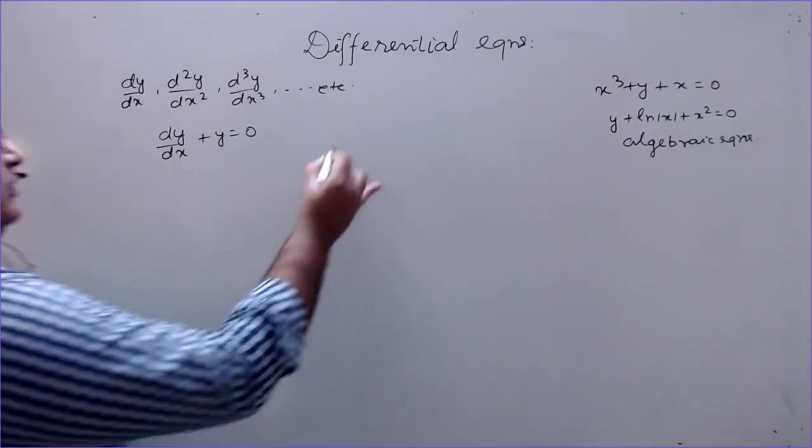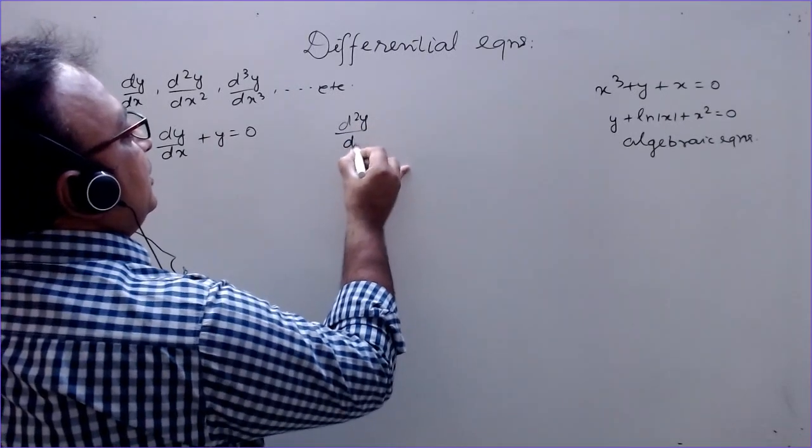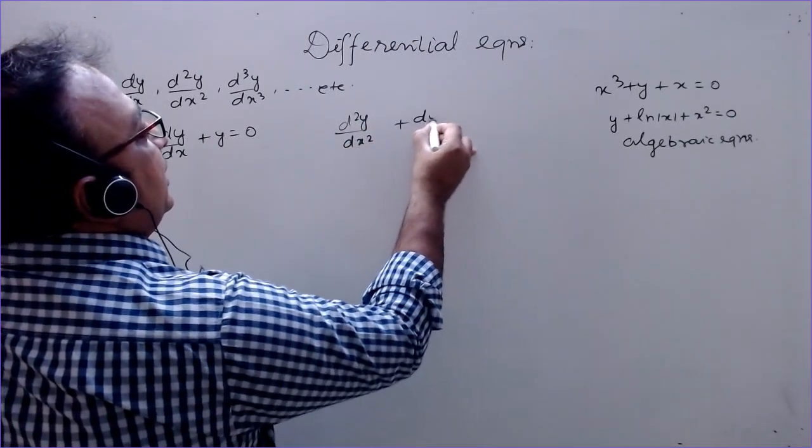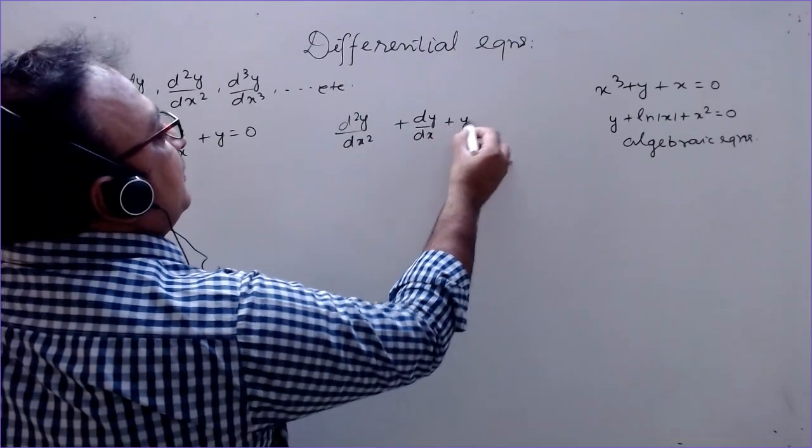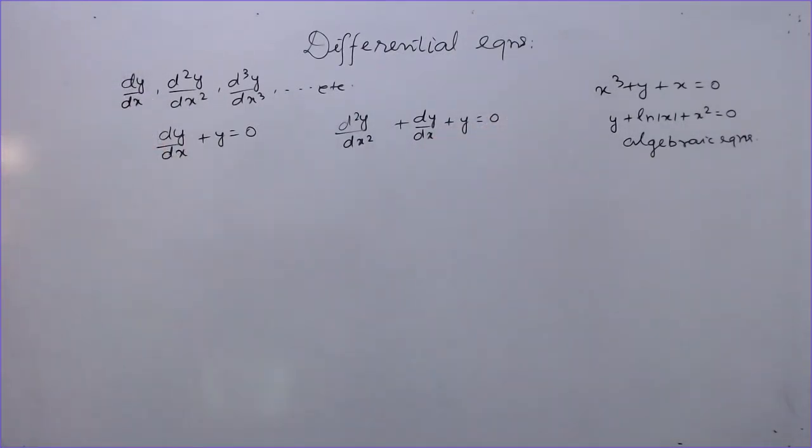Or I can write d2y over dx square plus dy by dx plus y equal to 0. This is also a differential equation. So this is how we define the differential equation. These are the equations in which we have only one variable, that is y, which is differentiated with respect to x. So this is called a simple differential equation.